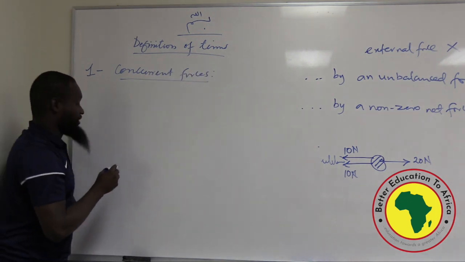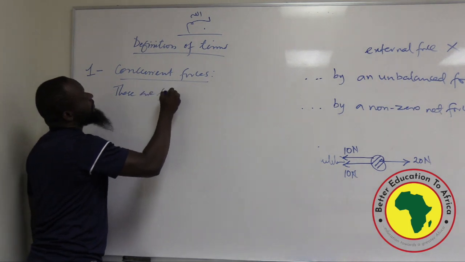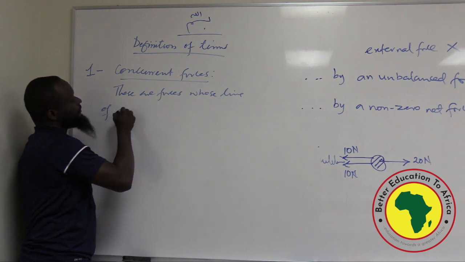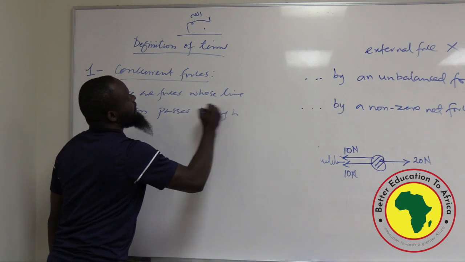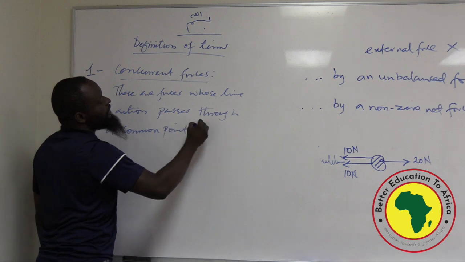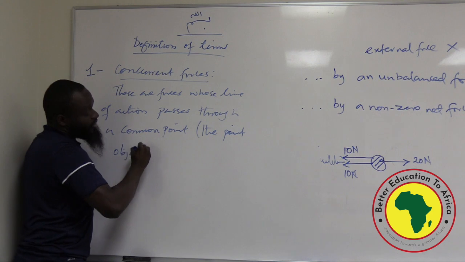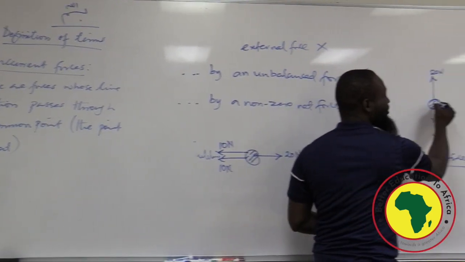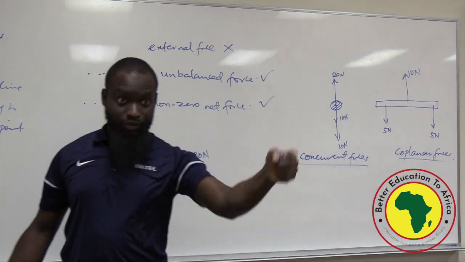So what are concurrent forces? Concurrent forces are forces whose line of action passes through a common point, called the point object. So in this case, this is the point object. All the forces pass through that point. That is the point object. These are concurrent forces, okay?